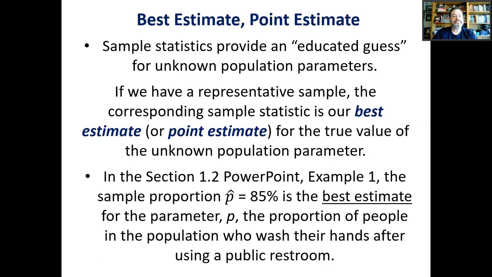Let's keep going. So sample statistics provide an educated guess for unknown population parameters. If we have a representative sample, the corresponding sample statistic is our best estimate or point estimate. Both of those mean the same thing for the true value of the unknown population parameter. So let me point out something else here too. This word estimate, some people read it as estimate, like the verb. This is a technical term. If you see this word, it means sample statistic.